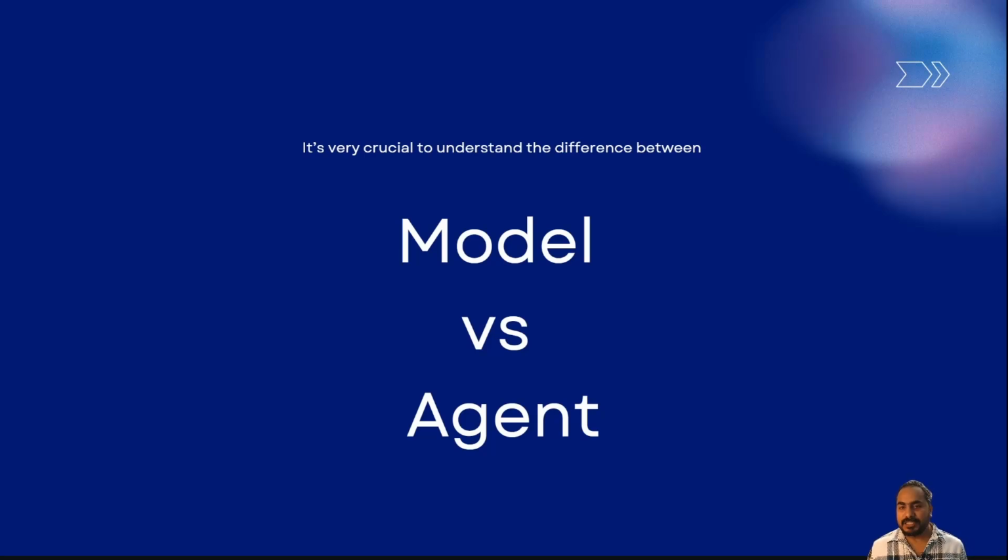When you use ChatGPT, are you talking to a model or an agent? When Claude writes code for you, is that a model or an agent? If you're not sure, you're not alone. But here's the thing, the distinction is crucial for understanding modern AI. It's the difference between a tool that answers questions and a system that can actually take action in the world.